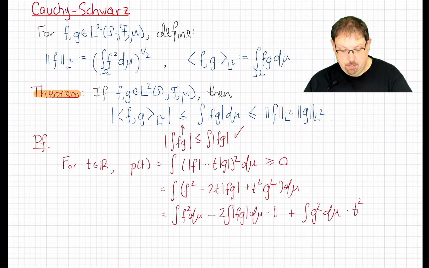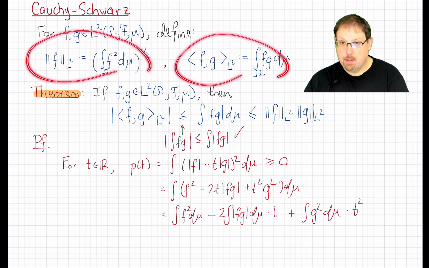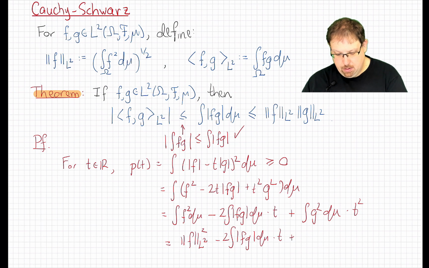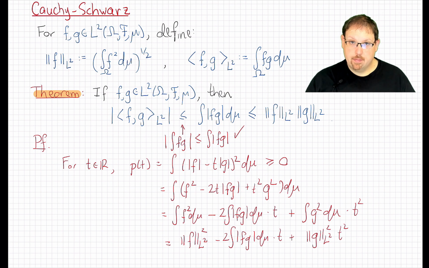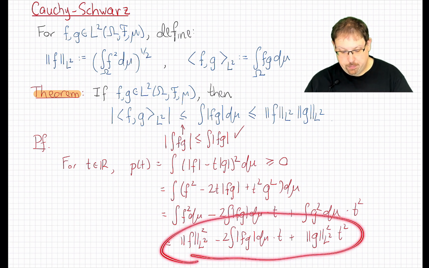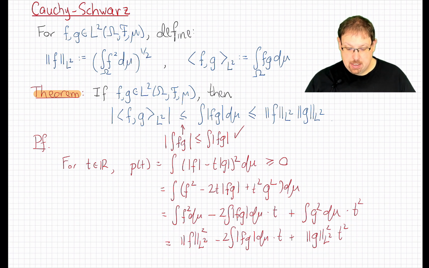And writing those terms in terms of the quantities up here, this is the L2 norm of f squared minus 2 times the integral of absolute value of fg d mu times t plus the L2 norm of g squared times t squared. Now, I've called this function of t p of t because it's a polynomial. It is a quadratic polynomial. And what we have shown is that this quadratic polynomial takes non-negative values on the entire real line.